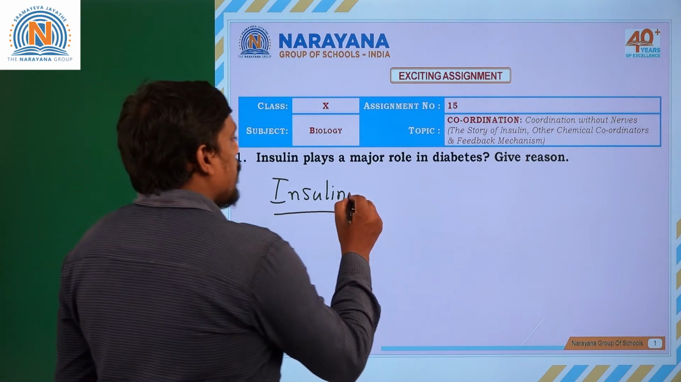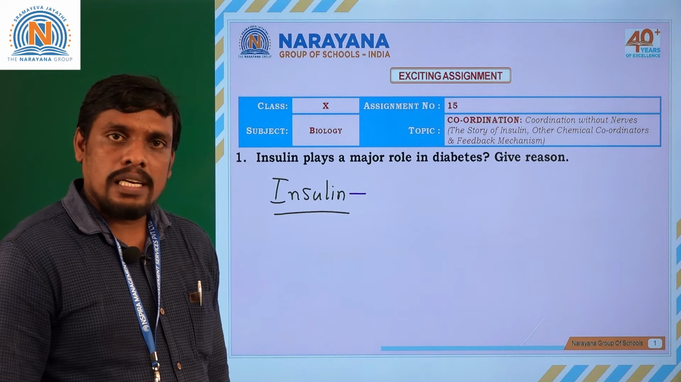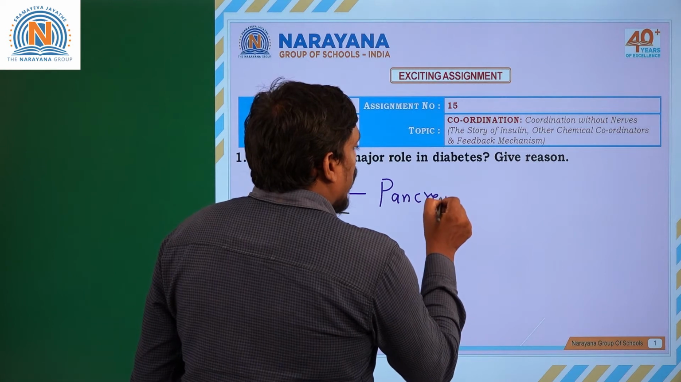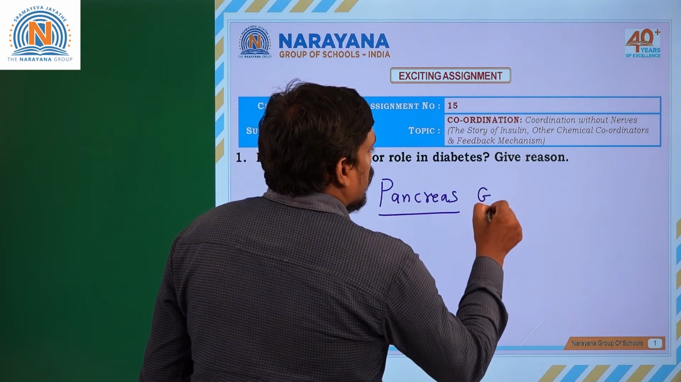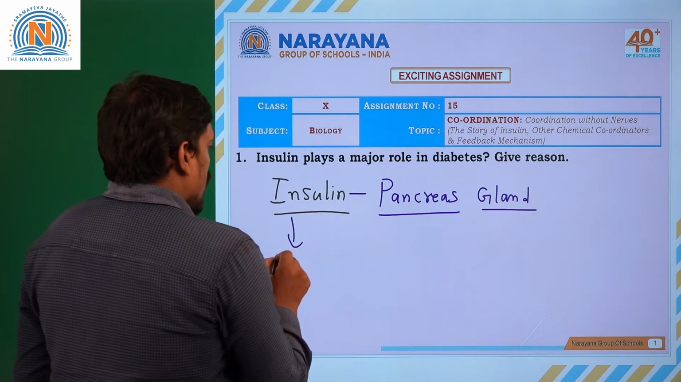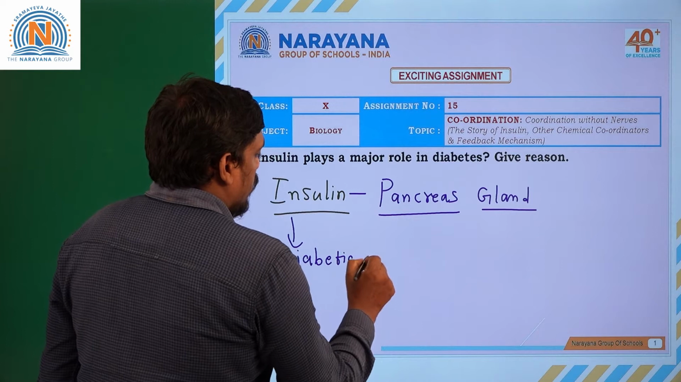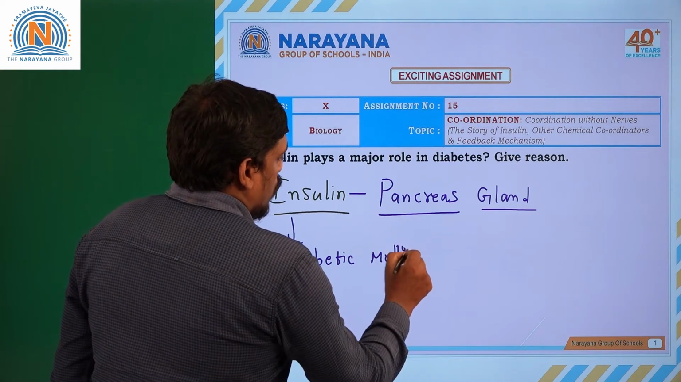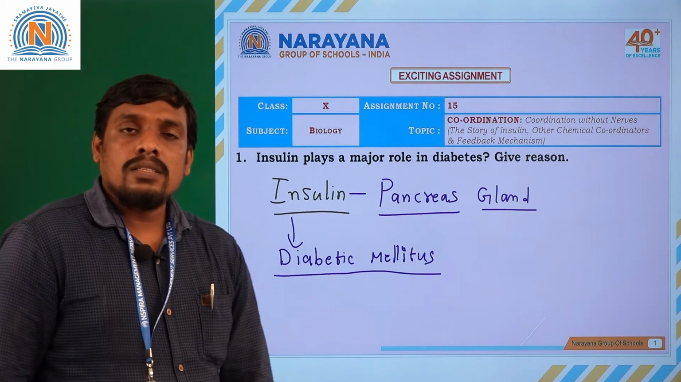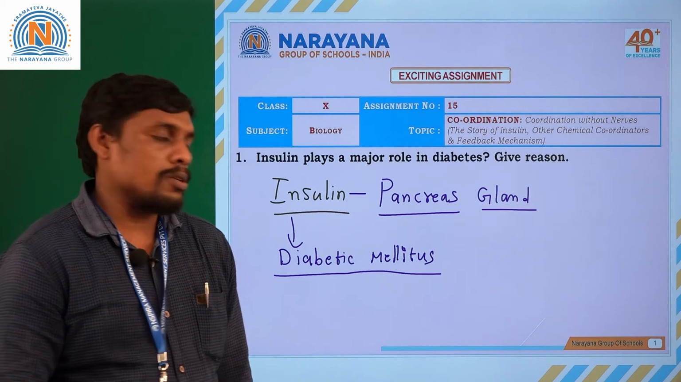Insulin is generally produced by which endocrine gland? It's definitely the pancreas endocrine gland. The pancreas generally produces the insulin hormone, isn't it? So lack of insulin causes a disease called diabetes mellitus. In this diabetes mellitus condition, what are the symptoms you can see in the patient?